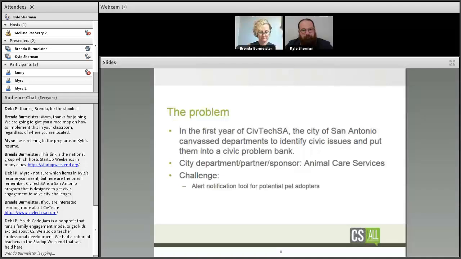So the problem that we decided to tackle was a problem that came from animal care services. The group decided, based off of not only their expertise but their interest, to narrow their focus to animal care services. And what the ACS was looking for was some kind of new or updated alert notification tool for potential pet adopters. As San Antonio is moving towards a no-kill shelter, they wanted to more efficiently get pets adopted. So that was the issue that they were focusing on.